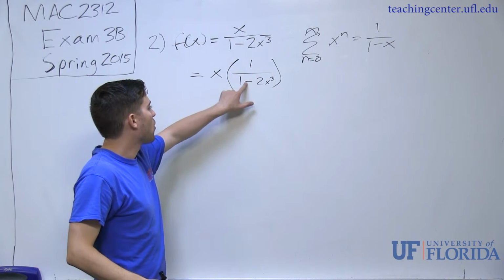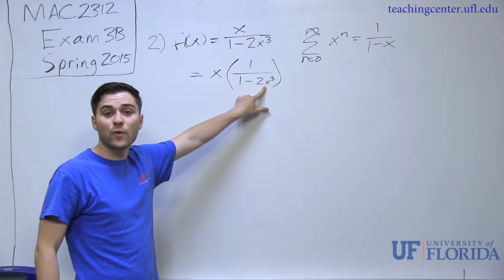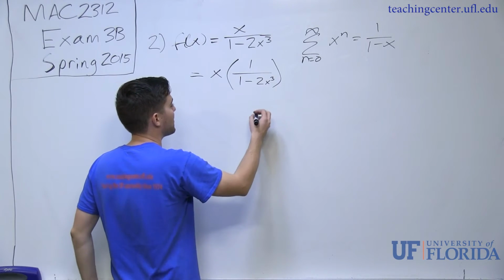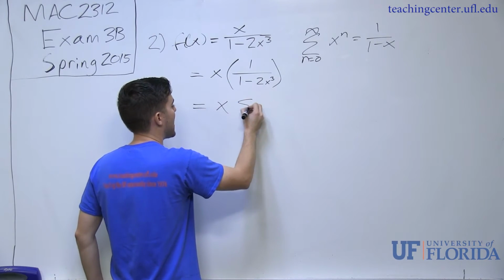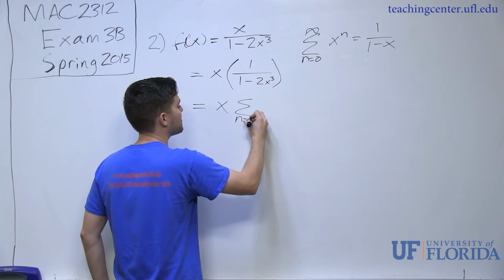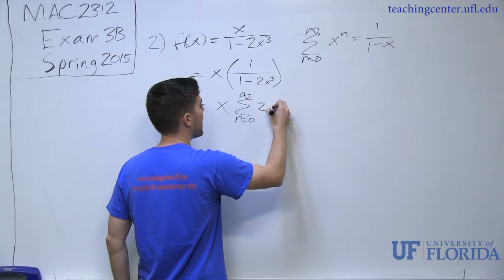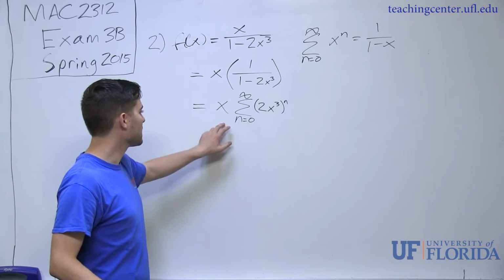So now we have 1 over 1 minus some function of x. Now this function of x, I can raise it to an n power in a power series. So let's do that. I have x on the outside still, but now this term in parentheses becomes the power series of 2x cubed to the n. Okay, good.